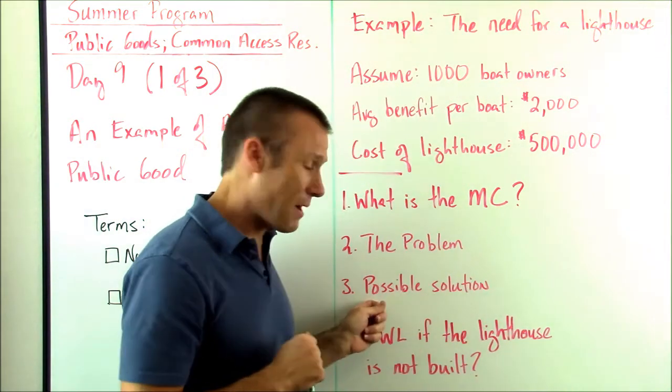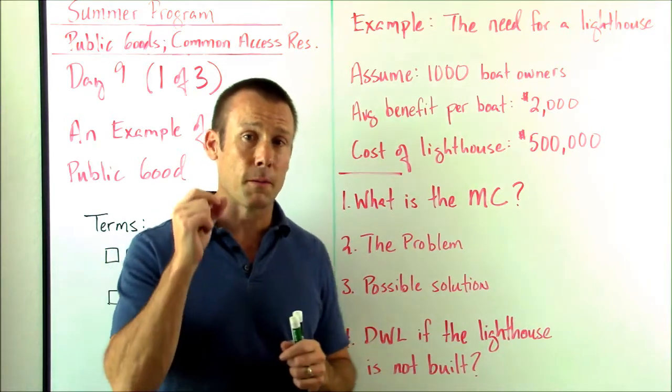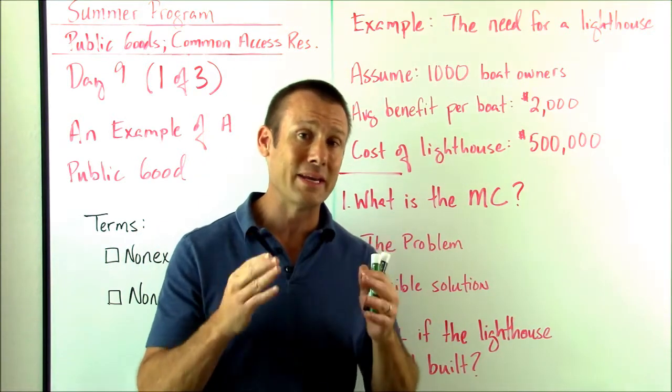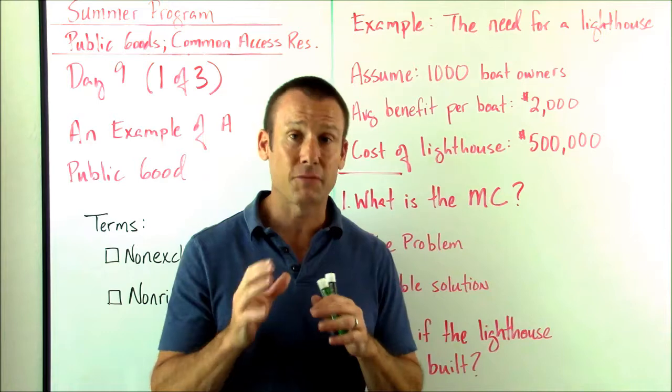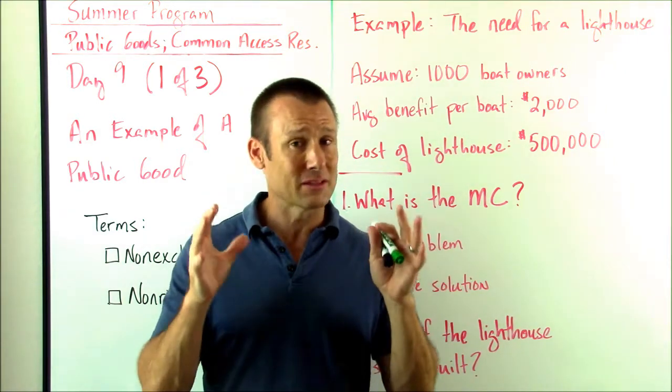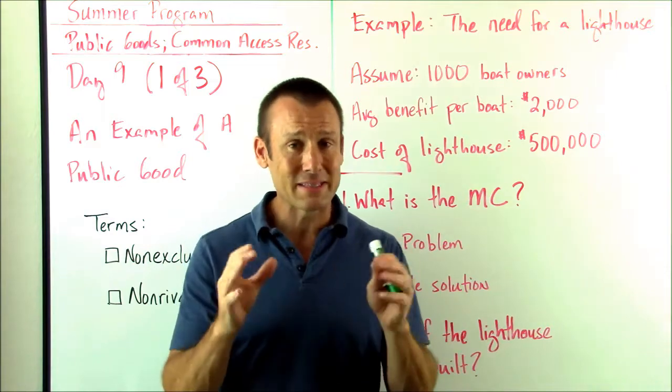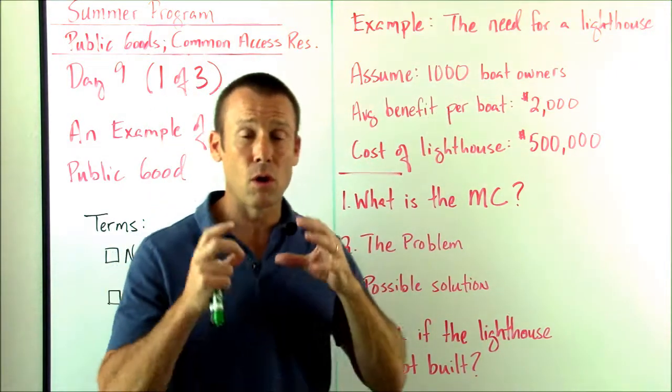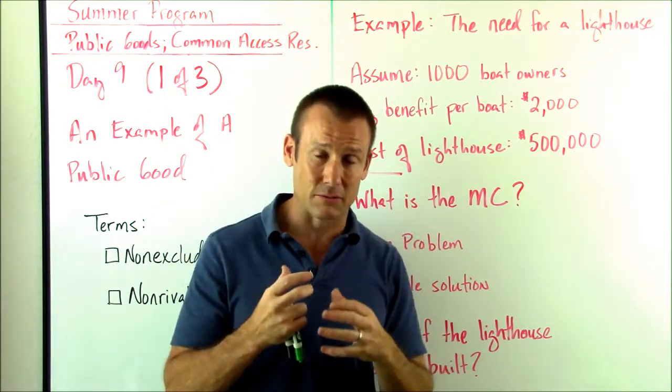So what is the possible solution? Well, when it comes to public goods, the big one is we need to act collectively. Oftentimes we'll look for the government to do it, but it doesn't have to be the government, but that's oftentimes what we're going to look for. Basically, we at least need these boat owners to act collectively, okay?